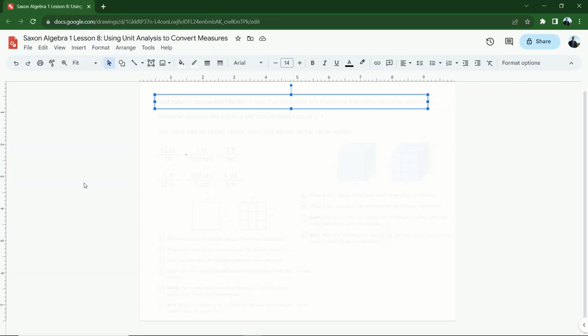Hey, algebra students, in this lesson we are going to be practicing using unit analysis to convert measures from one unit to another unit. This is something that might be familiar to you, maybe not. If it's not familiar, you're probably going to see that at first this is going to seem a little overwhelming and difficult. But it's also going to be something that has a really good explanation.